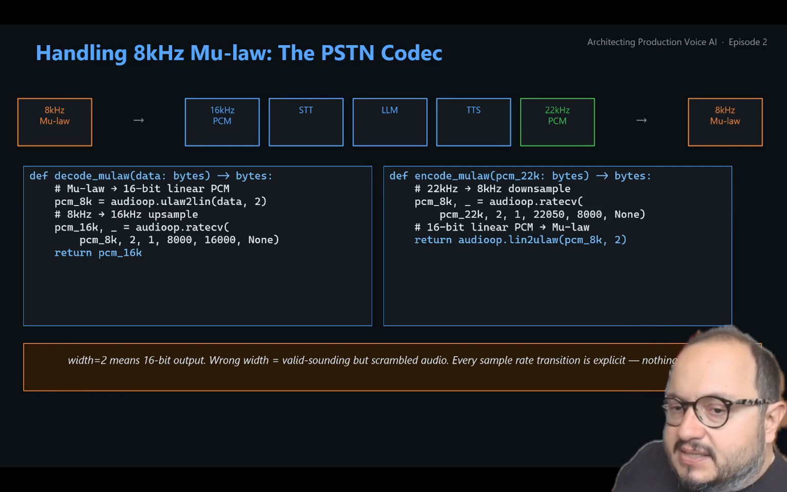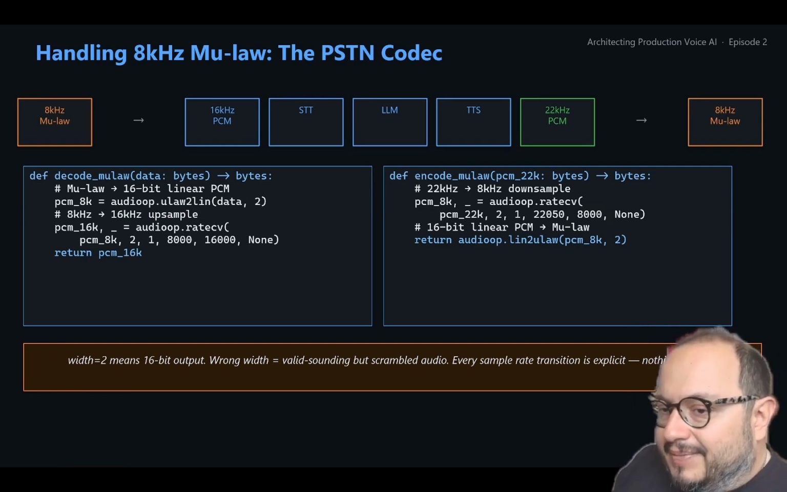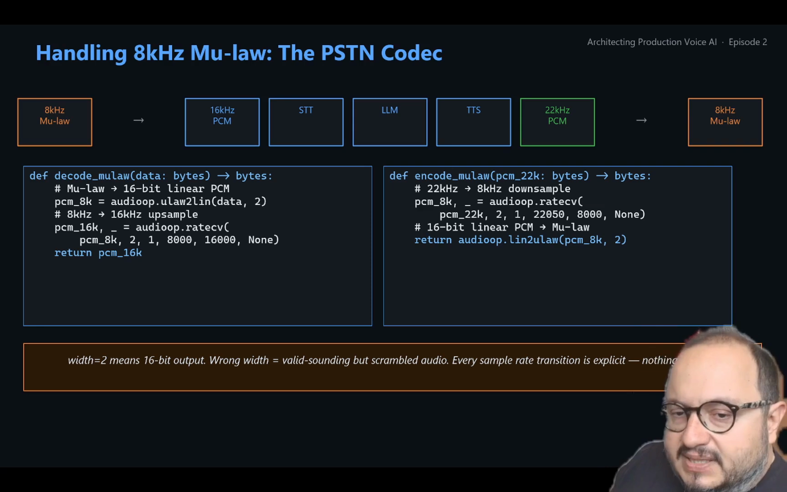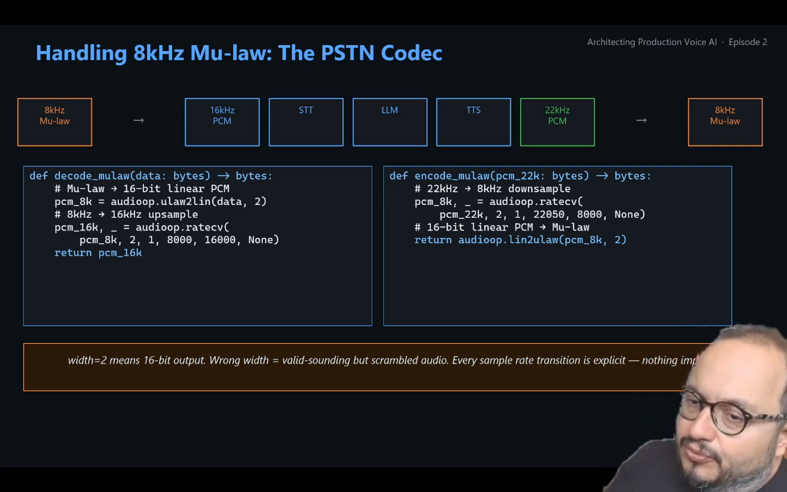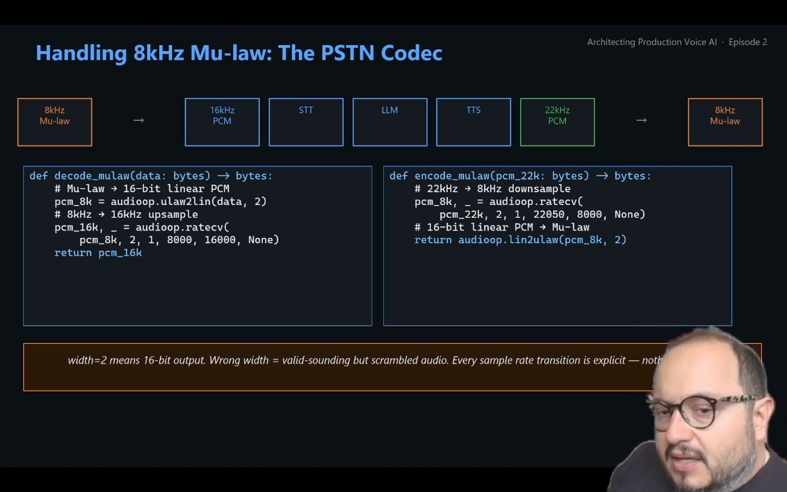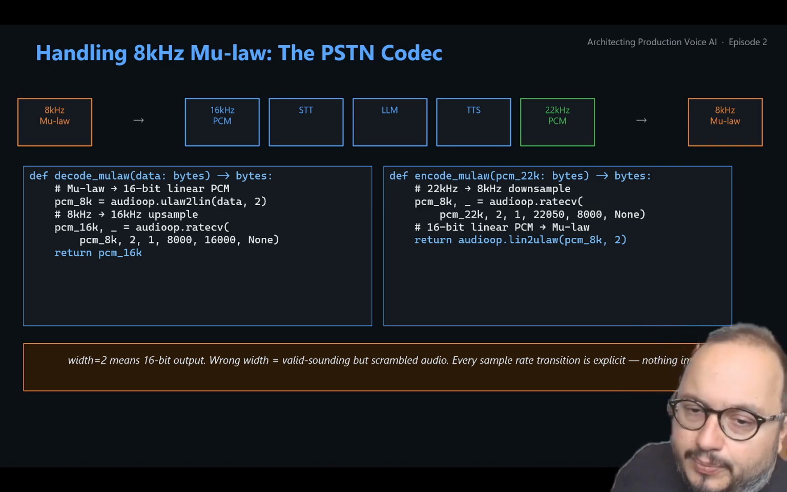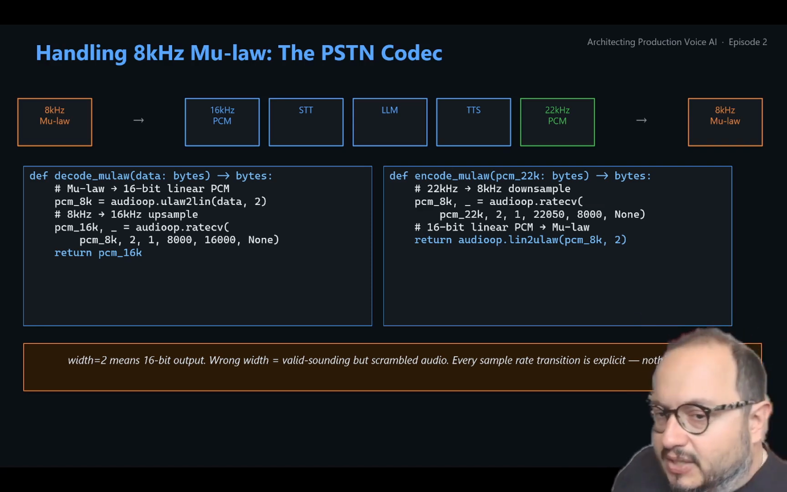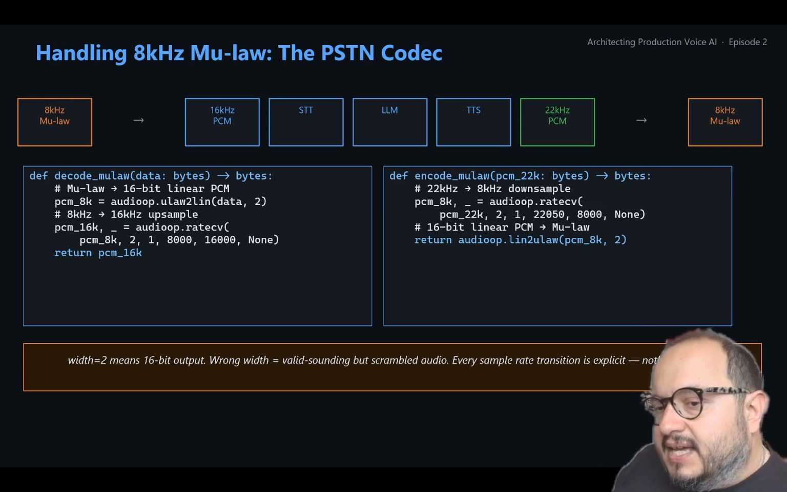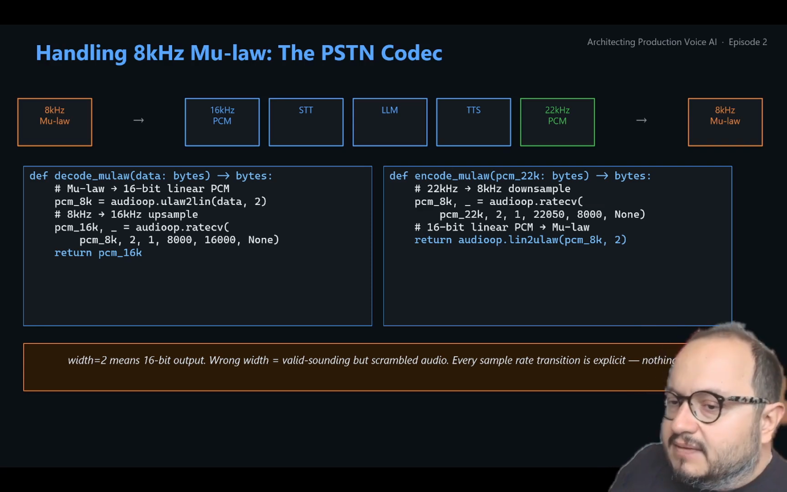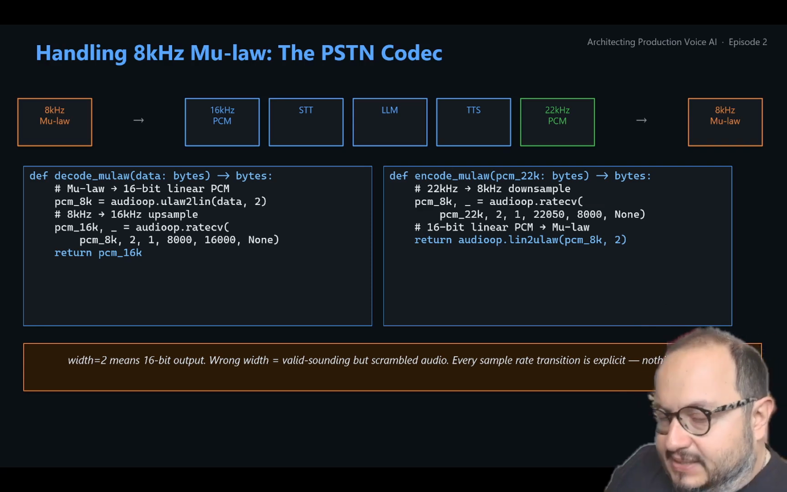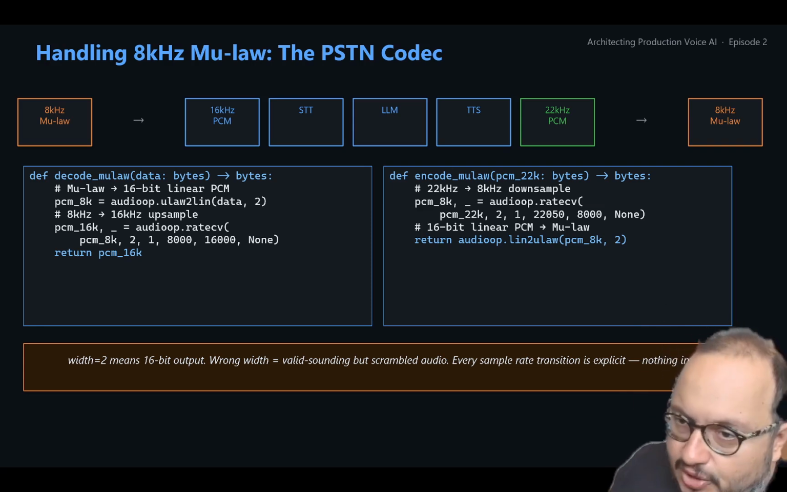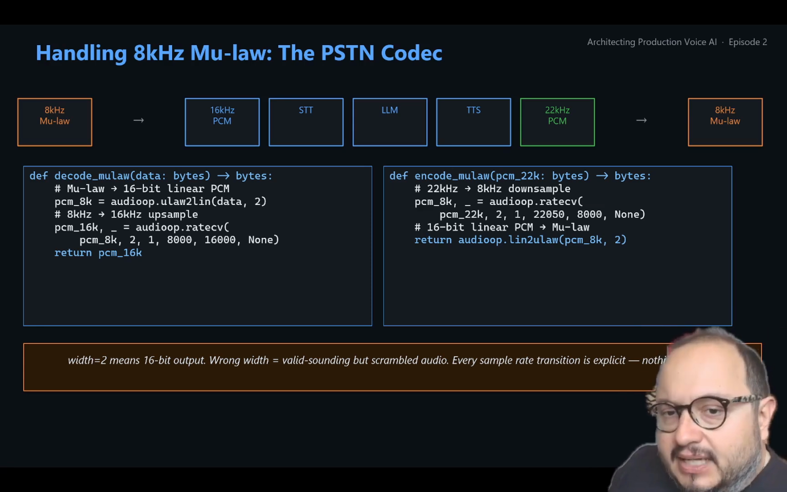There are two things that break developer implementations consistently. The first is the byte order. The mu-law PCMU frames from Twilio are big endian. Python's audioop ulaw2lin function expects the input as a bytes object and the output width as 2, meaning 16-bit output samples. If you pass the wrong width, you get garbage. Numerically valid output that sounds like white noise.